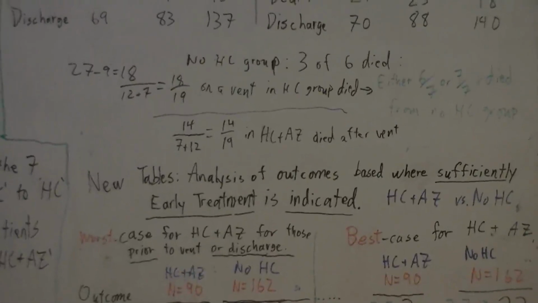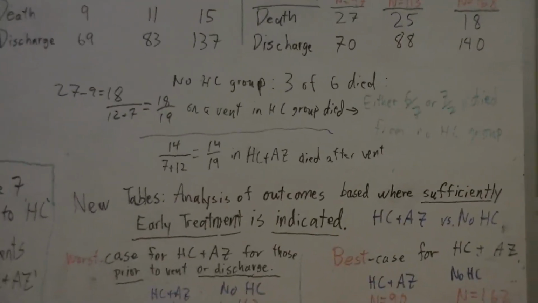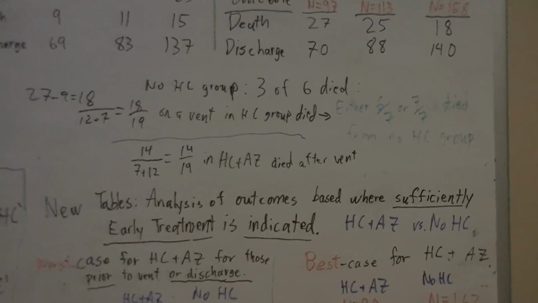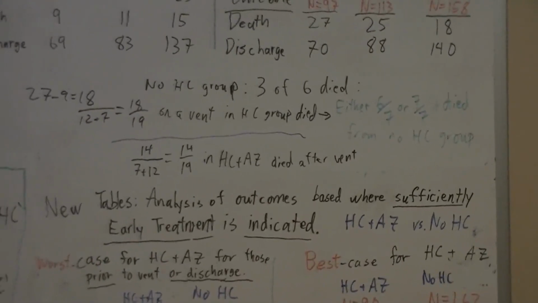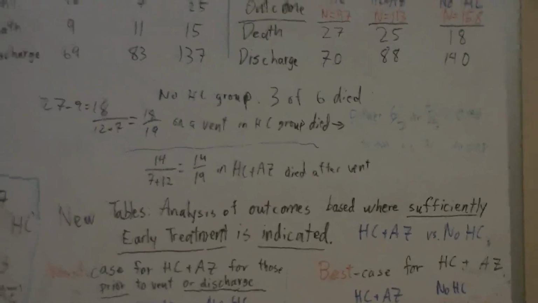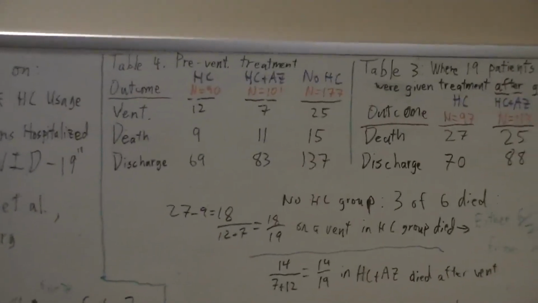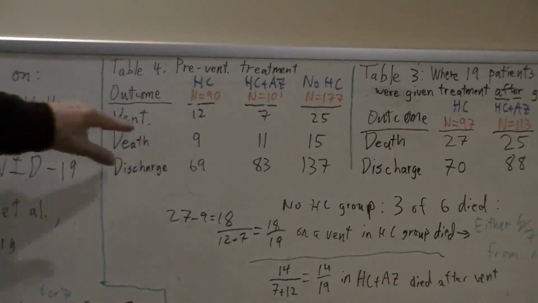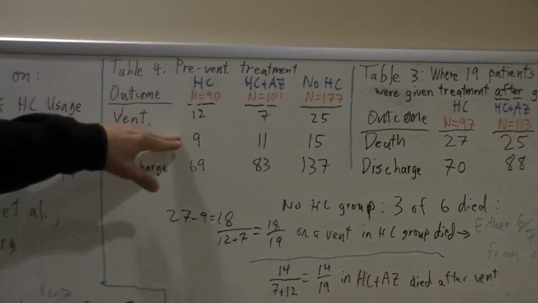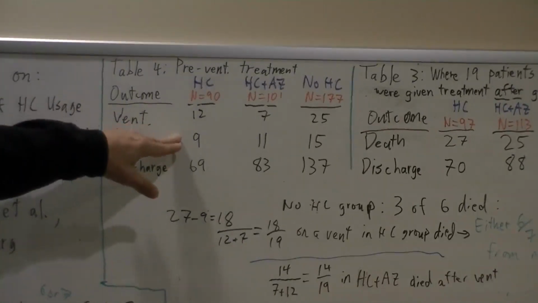Let's go down here for a second and set up what we might want to think of as a new table. Let's say we want to set up a table that is based on the outcomes where there's sufficiently early treatment at least indicated. How would we do that? Well, let's look at the top Table 3 again and make a case that we don't know, for those who died prior to ventilation, exactly when the drug was given.